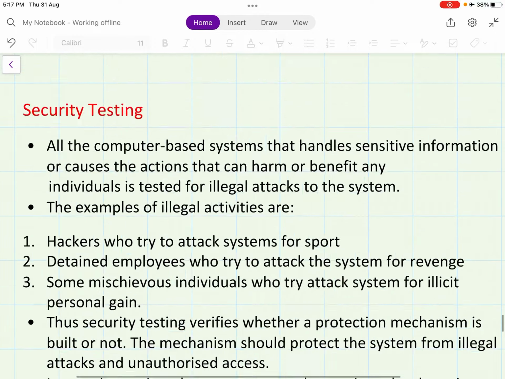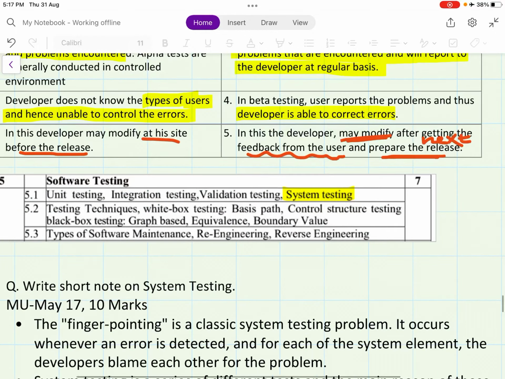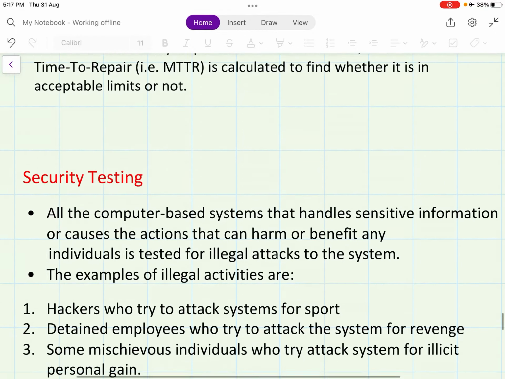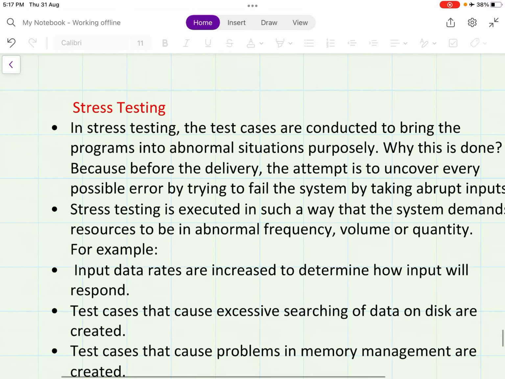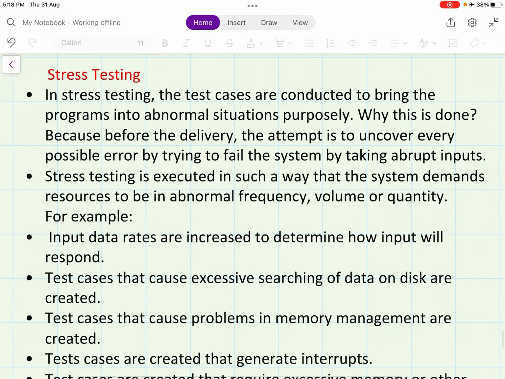So under system testing, first was recovery testing, second was security testing, third is stress testing. What is stress testing? In stress testing, the test cases are conducted to bring programs into abnormal situations purposely. So programs are brought to an abnormal situation purposely. Now why is this done? Why are you bringing the program to an abnormal situation?